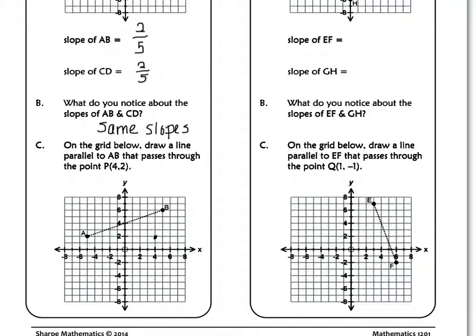So if I go up 2, 1, 2, then I have to go right 5, 1, 2, 3, 4, 5, which brings me off the grid. So perhaps I'll start at that point and go down 2, 1, 2, and then I would have to go left 5 to make it a positive slope, because a negative direction down over a negative direction for the run to the left would result in a positive slope. So down 2, and then left 5, 1, 2, 3, 4, 5. And when you connect those points, it should look parallel to AB.